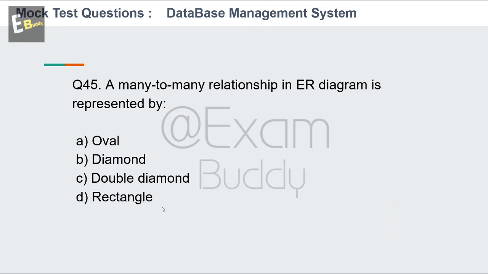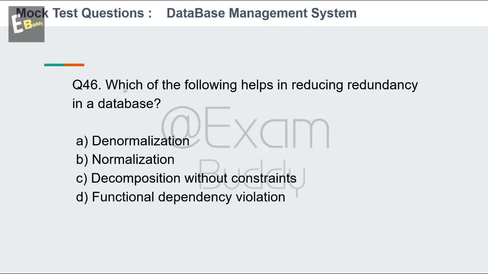And the answer is B, diamond. Now let's go to our question number 46. Which of the following helps in reducing redundancy in a database? So these are the options: denormalization, normalization, decomposition without constraints, functional dependency violation. So your time starts now.